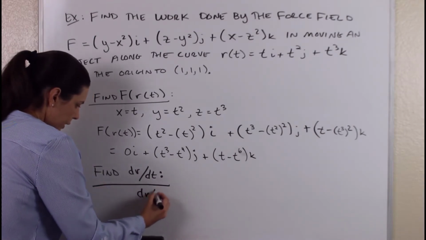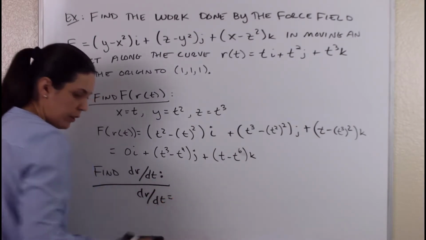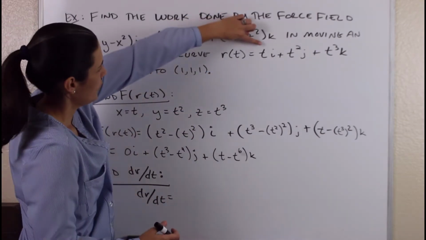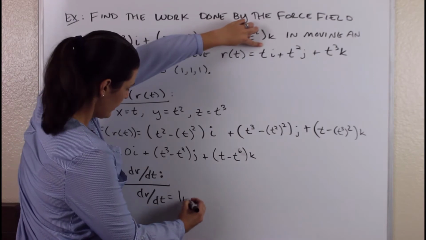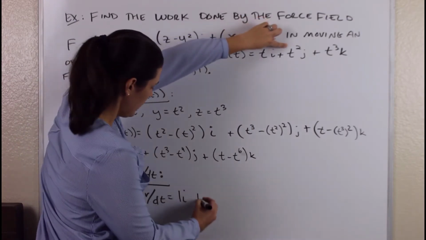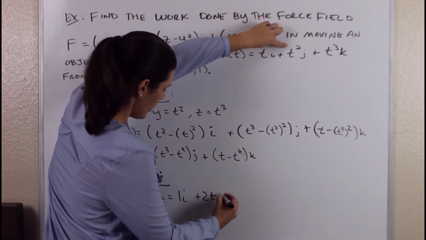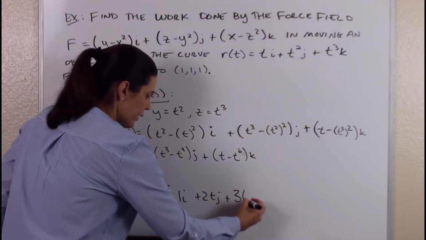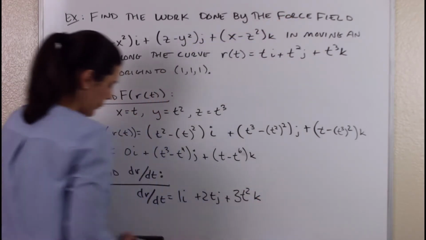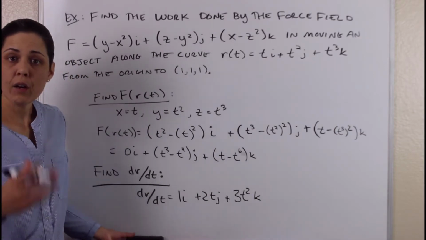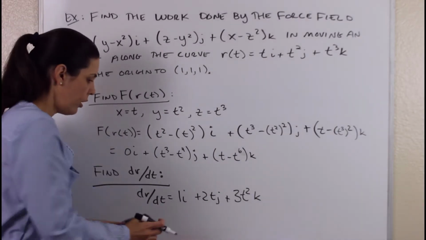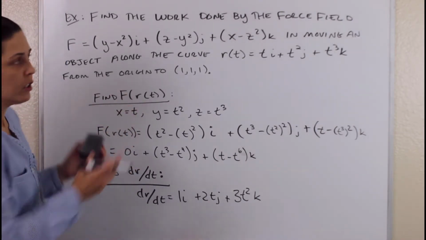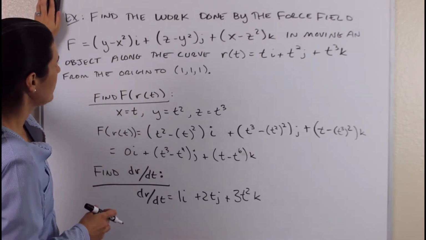So dr dt, if we just look at our curve over here, just take the derivative with respect to t. The derivative of t is 1, so 1i, t squared becomes 2t for j, and then t cubed becomes 3t squared k. Alright, now if you look back at our integrand, we need f dot dr. So next we're going to find the dot product of these two.